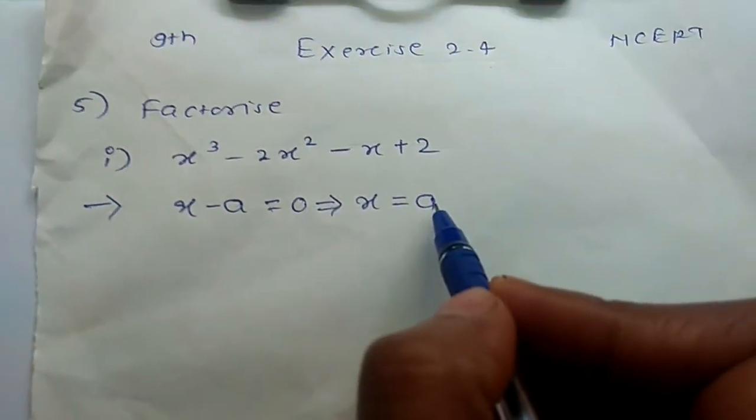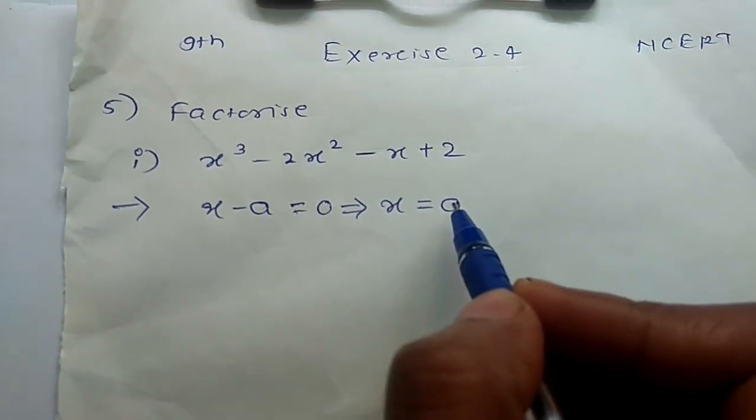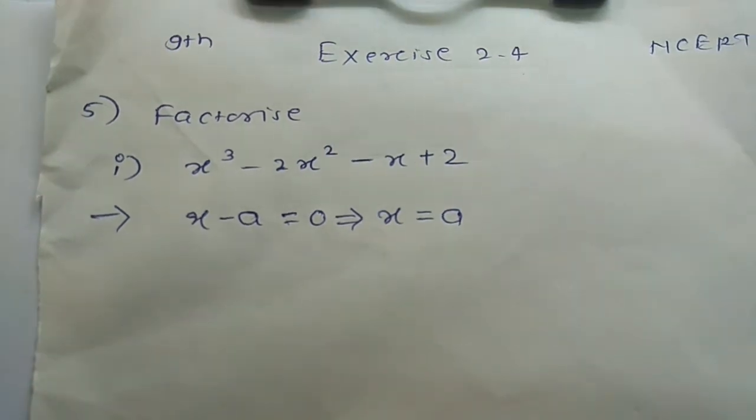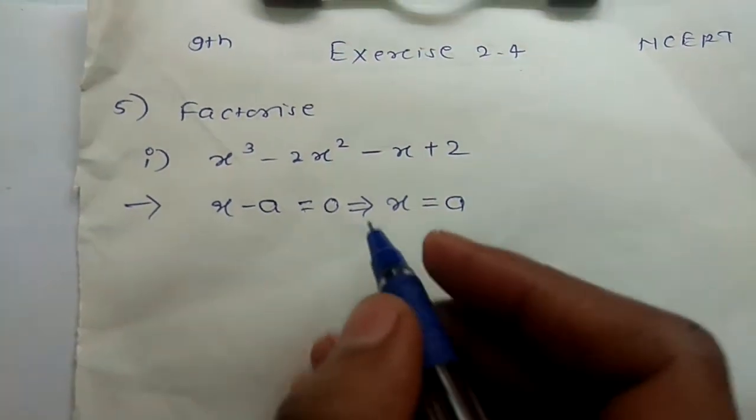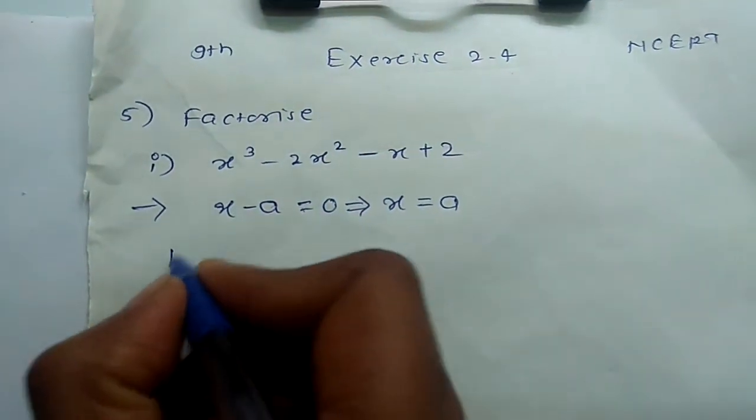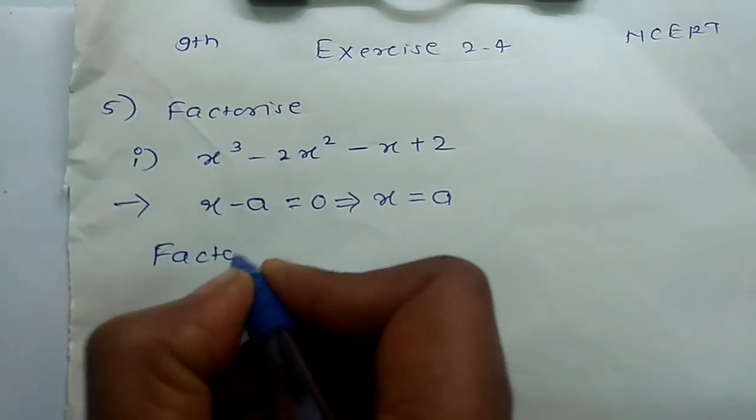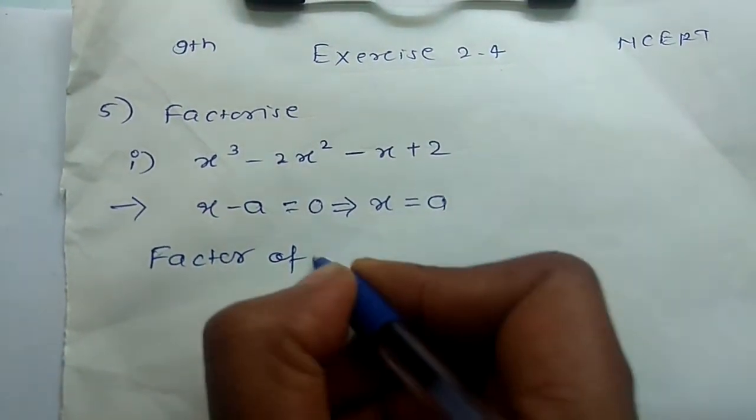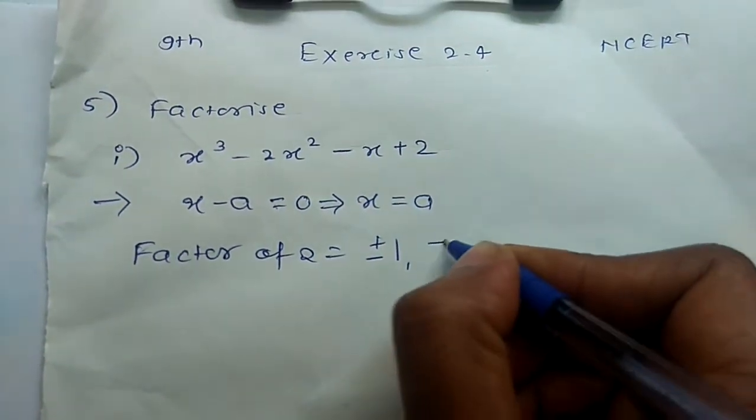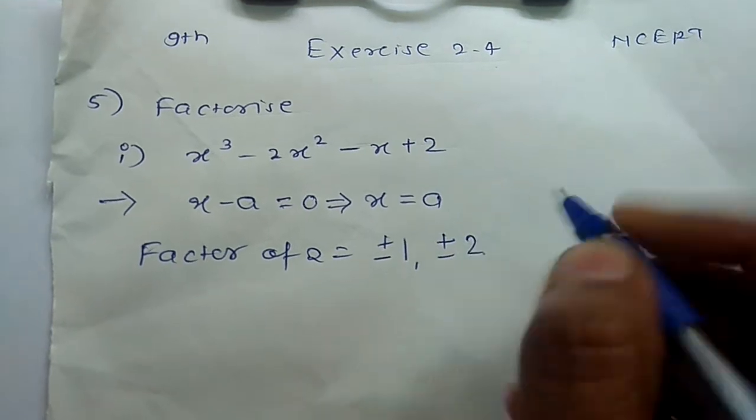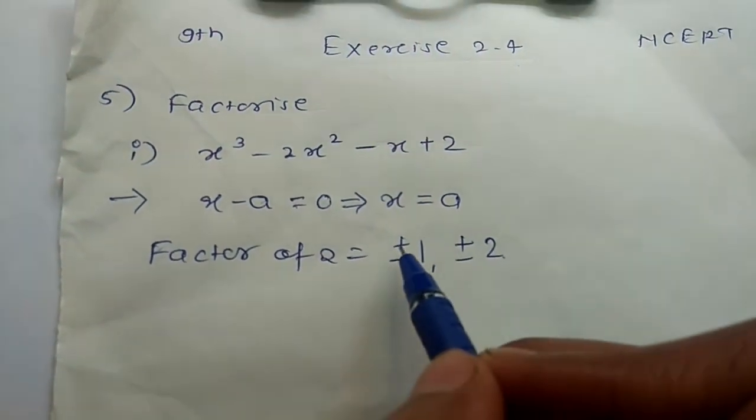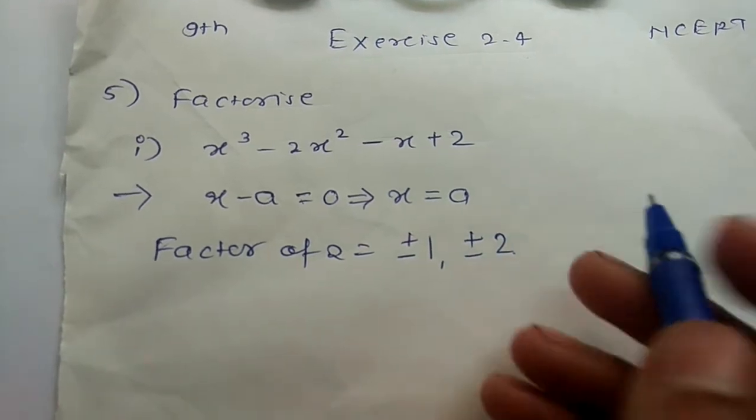And we know that a can be any real number. Then for how many real numbers are we going to check? So instead of checking for all the real numbers, just check for factors of this plus 2. Factors of this plus 2 will be plus or minus 1 and plus or minus 2. So only for these 4 real numbers you have to check, not all the real numbers.